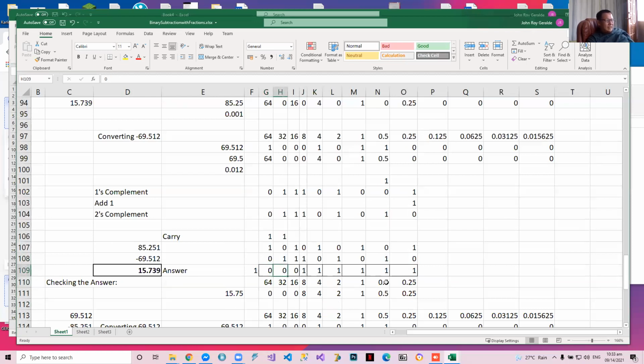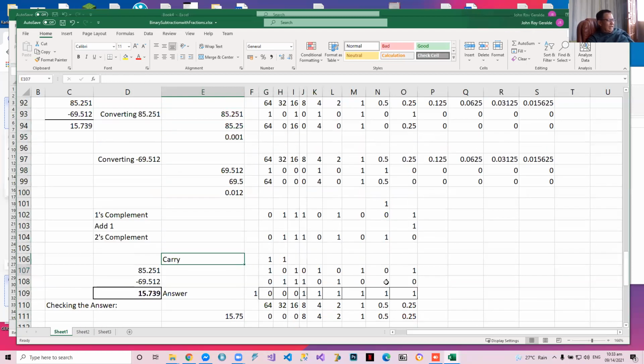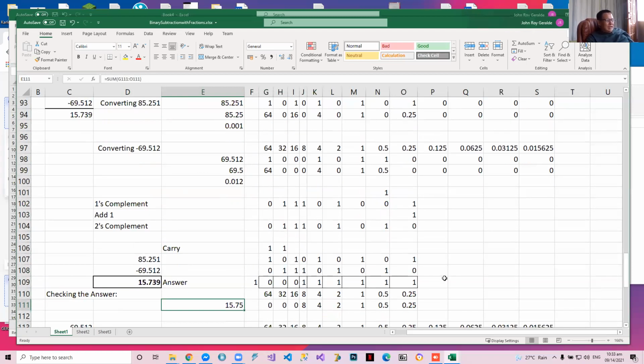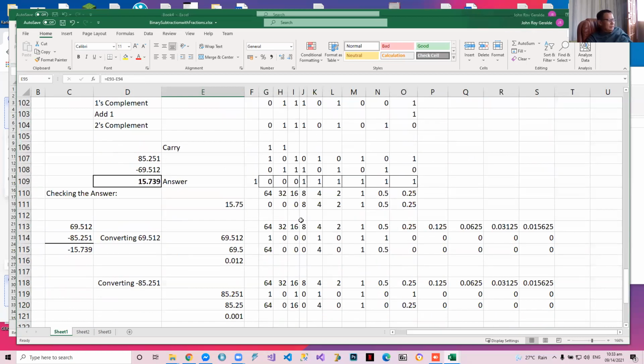Okay. The last carry is 1, so this is positive. If you compute this, this is 15.75. Now, what's the exact answer? 0.5739. Now, we cannot convert this exactly because we do not have an exact answer, because our conversion is also not exact. Any questions so far?